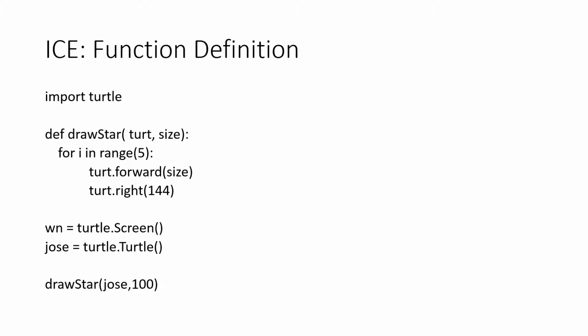Our completed code looks something like this. The advantage of this is that we can now draw a new star with whatever size we want, or with another turtle if we wanted to, with a single line of code, and we could reuse this code. It also allows us to logically organize the code in such a way that we can give it a meaningful name.